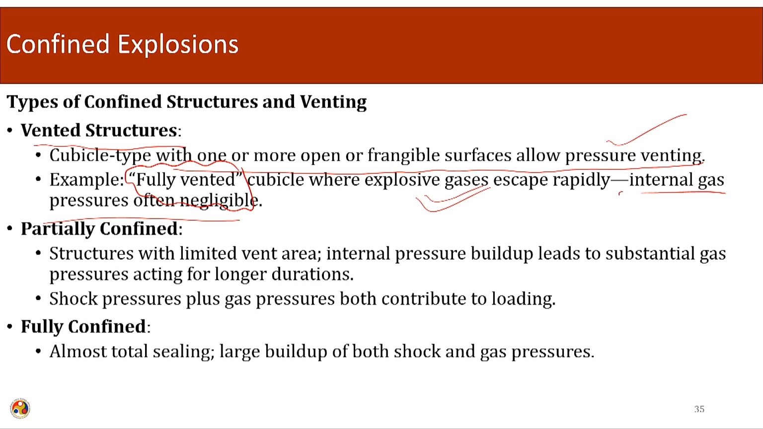In a partially confined structure, it will have limited vent area. So, the amount of venting is limited. There is a buildup of the internal pressure and it leads to the substantial gas pressure acting for longer duration. So, in the first case there was proper venting, where explosive gases were allowed to escape. In a partially confined structure there is limited venting.